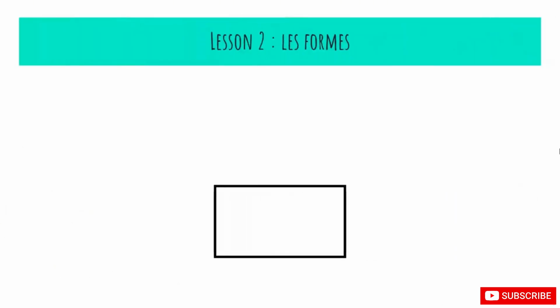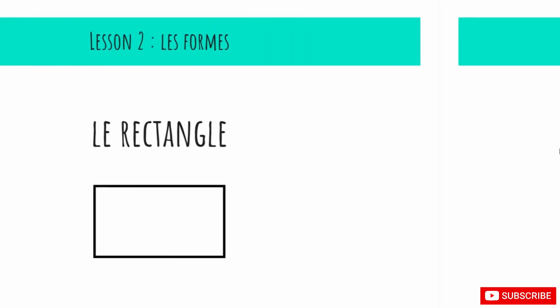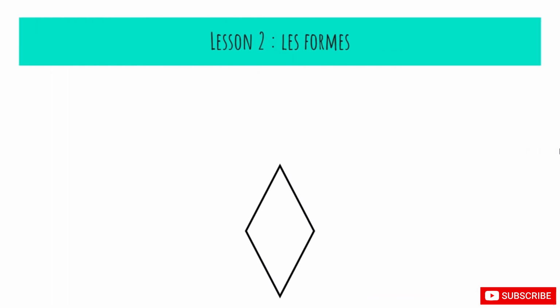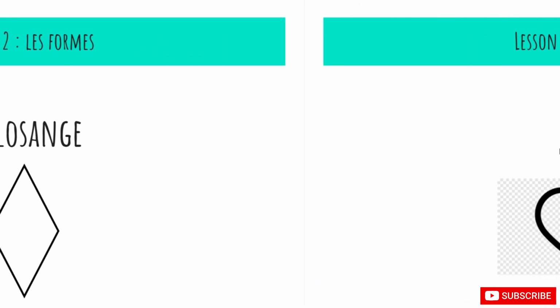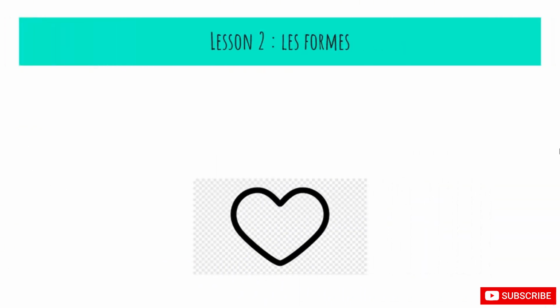The rectangle, exact same thing as the triangle, exact same writing, but not the same pronunciation. So instead of rectangle, it's rectangle. The diamond, it's le losange. Losange. The S is pronounced like a Z. And the heart is le cœur.